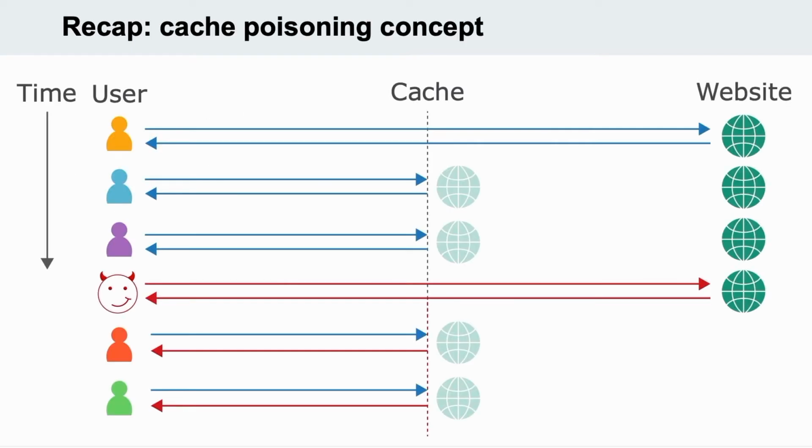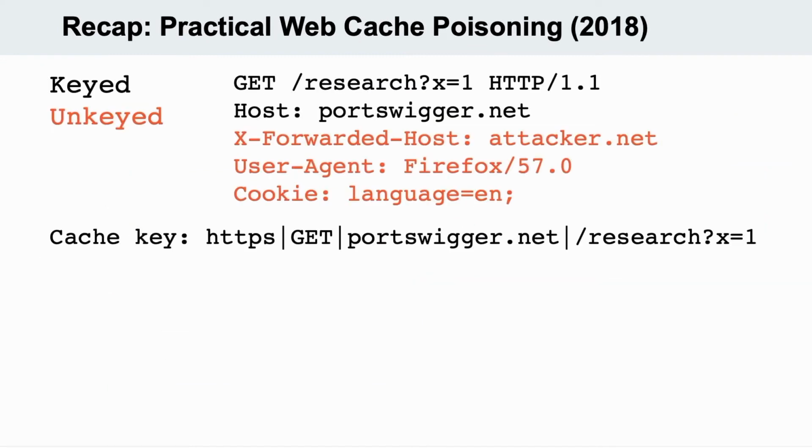Caches work by saving copies of web pages in order to reduce load on the backend system. And web cache poisoning is just a general term for when you trick a cache into saving a harmful page and serving it up to other users. How do you poison a cache? Well, caches map requests to responses using something called the cache key, which is the subset of the request that they think is actually important.